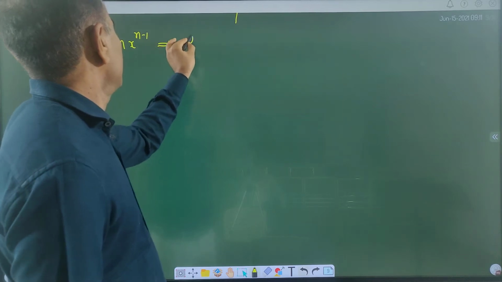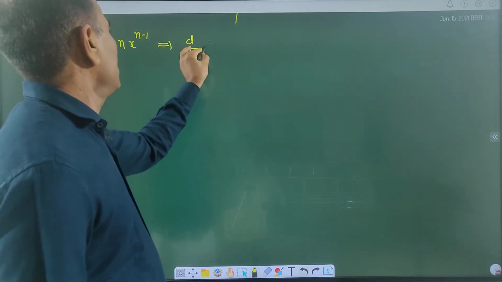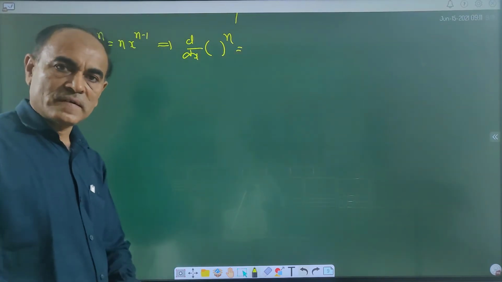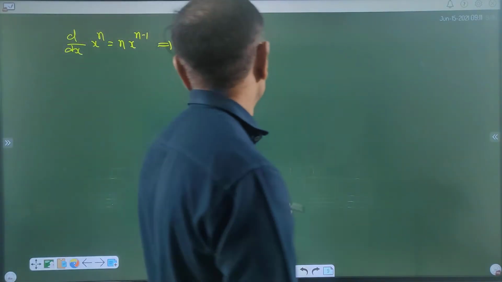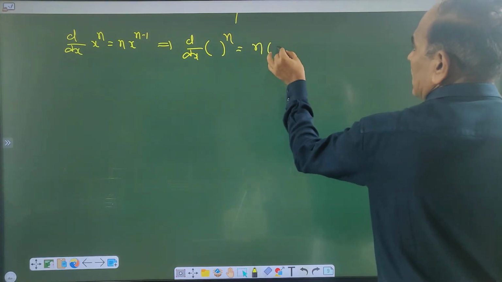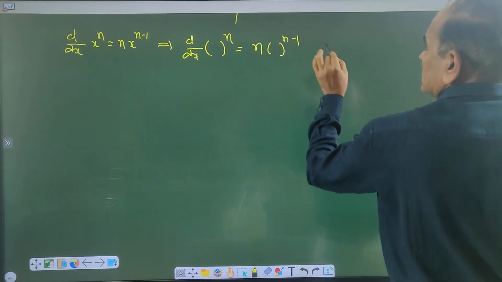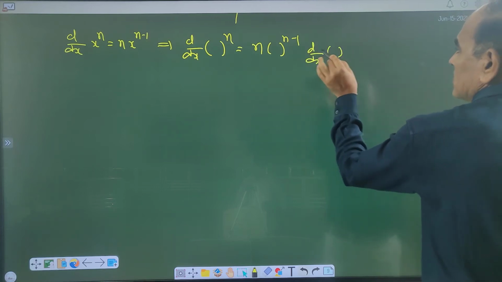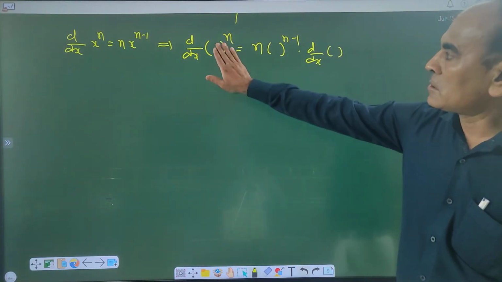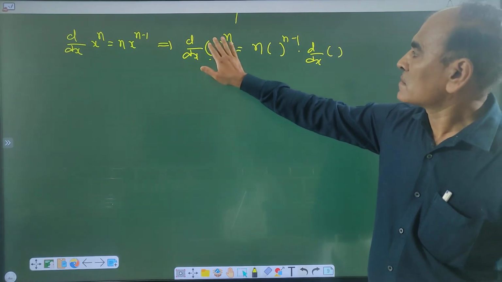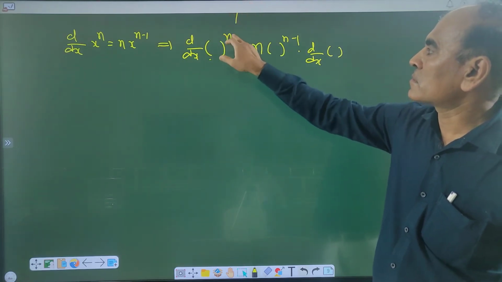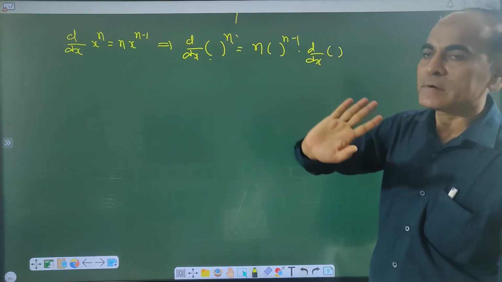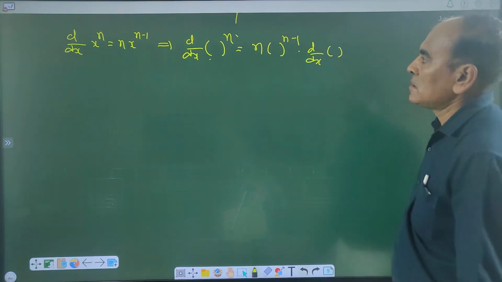Remember this form as d by dx of some function raised to n. That is equal to n times some function raised to n minus 1 into d by dx of some function. So first of all, the derivative of the first function, something raised to n, into d by dx of whatever may be the function here.